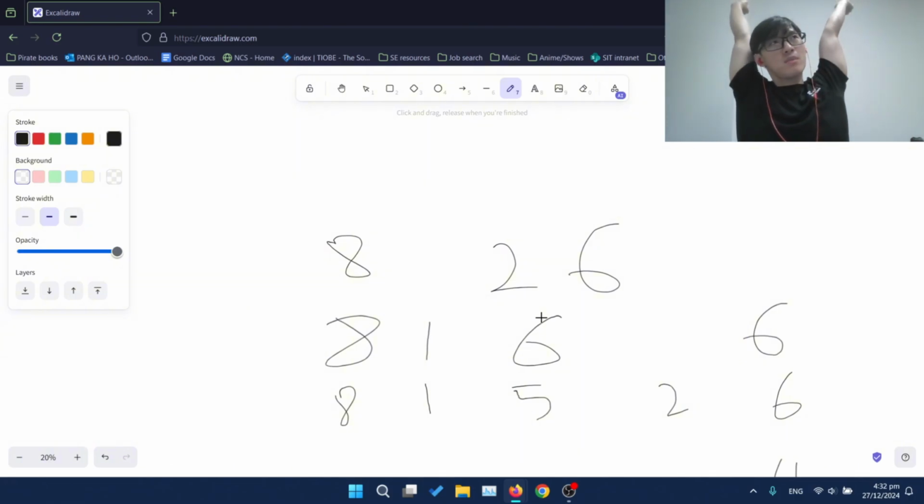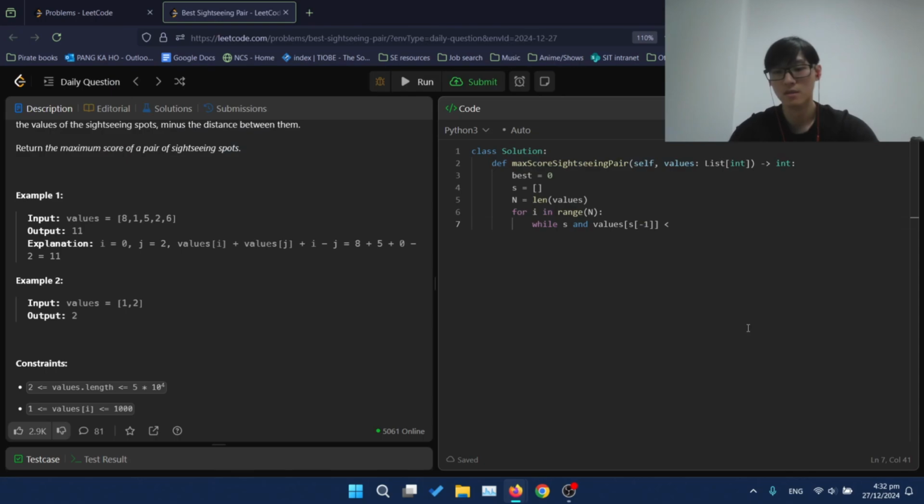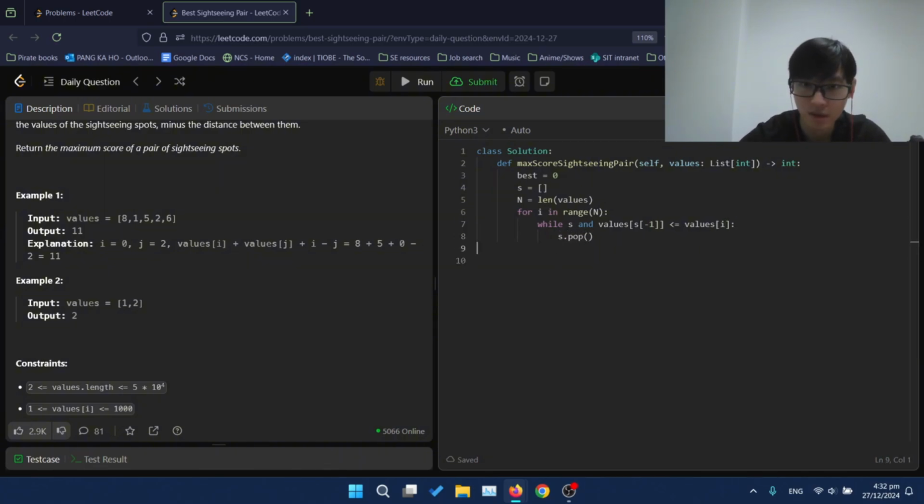Yeah, you could calculate them. You should calculate them. While the stack's top is less than values of i, that's not top, and we'll get the index. Now append i. Return best. Okay, you have this index that we just popped.